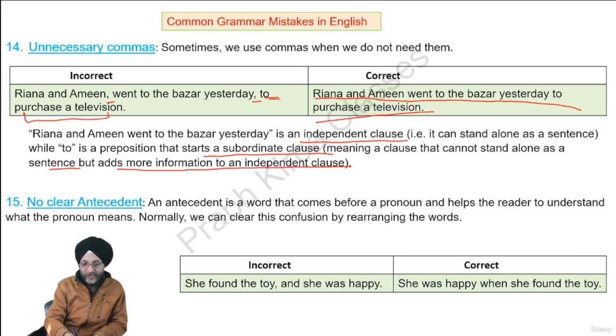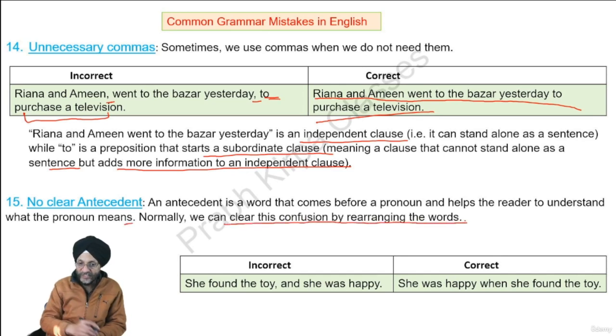Next, no clear antecedent. An antecedent is a word that comes before a pronoun and helps the reader to understand what the pronoun means. Normally, we can clear this confusion by rearranging the words. For example, she found the toy and she was happy. So the correct will be: she was happy when she found the toy.